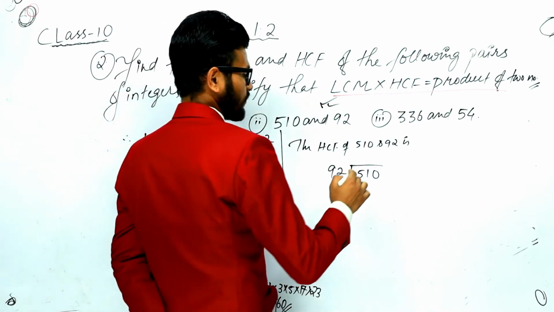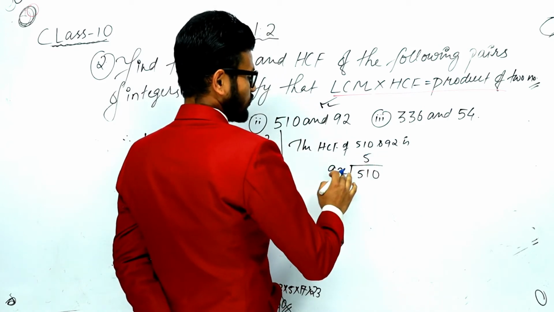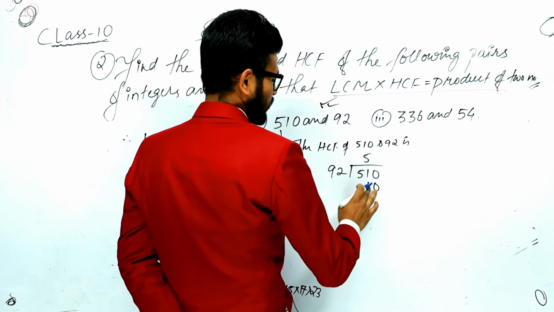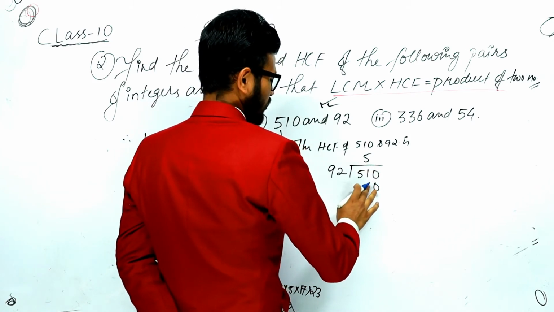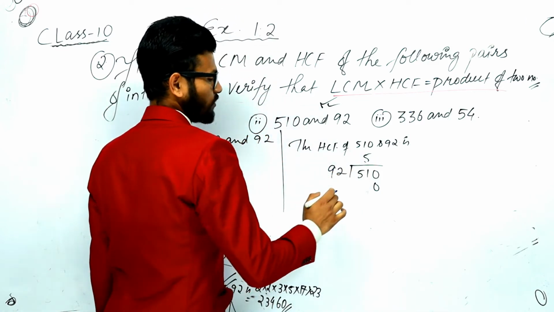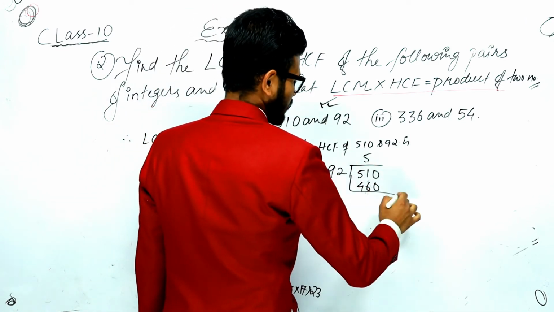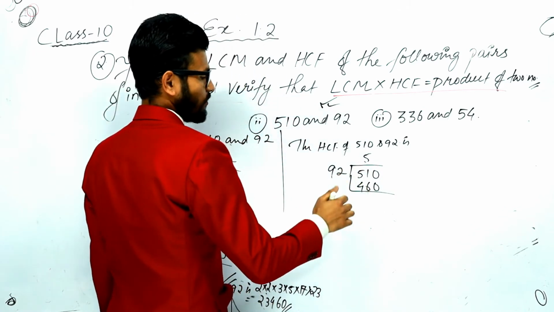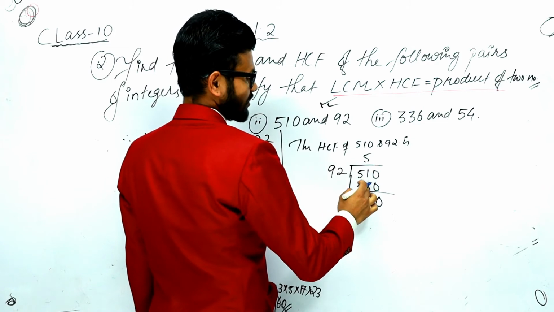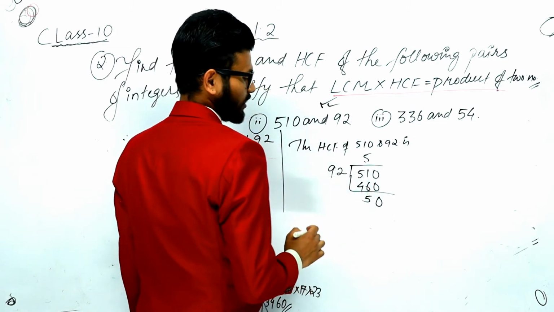54, 9, 5 is a 45, 5, 2 is a 10, 5, 2 is a 10, 4 is a 10, 5, 9 is a 45, 46, 5, 2 is a 10, 5, 9 is a 46, 0, 0 cancel, 11. If it subtracts 11 minus 6, you will get 5, 50.